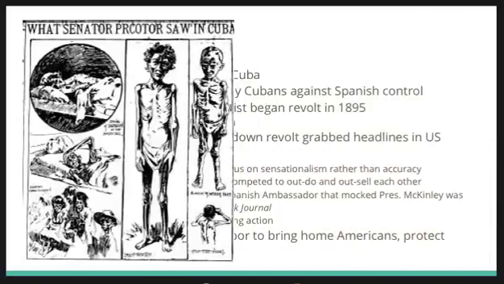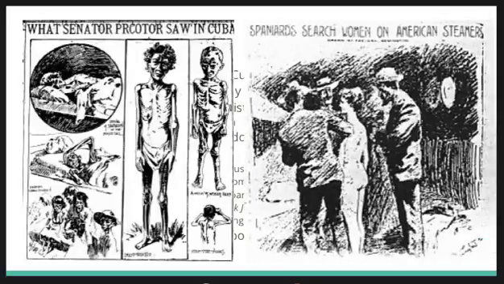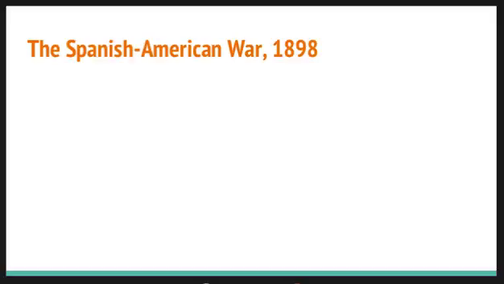So here are some of the images, for instance, you would have seen in the newspapers. Notice these shocking images that would have convinced people to buy the paper to find out more. And in this image, the story that went out was that the Spaniards were searching women on American ships and stripping the women down. The thought of men stripping down a woman to search for illicit goods shocked Americans and made them want to buy papers and find out more and talk about what was going on in Cuba. And this eventually is going to lead to the Spanish-American War in 1898.